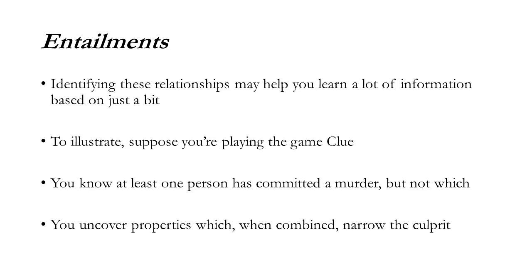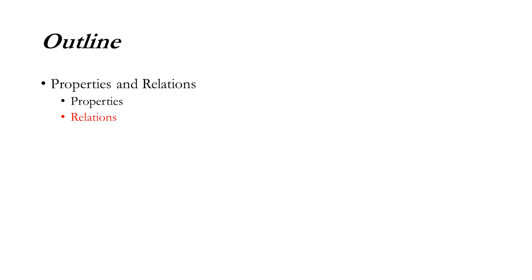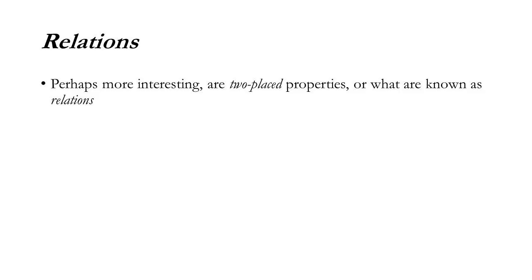So, I'll illustrate. Suppose you're playing the game Clue. You know at least one person has committed a murder, but not which. You uncover properties while playing that, when combined, narrow down the culprits. And this is a more complicated version of determining entailments based on properties and how they combine more specifically. Now, we can infer information about the world not just based on properties or entailments associated with them, but also relationships between things. Two-place properties, you might call them.